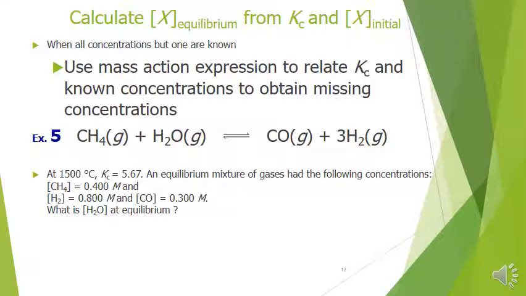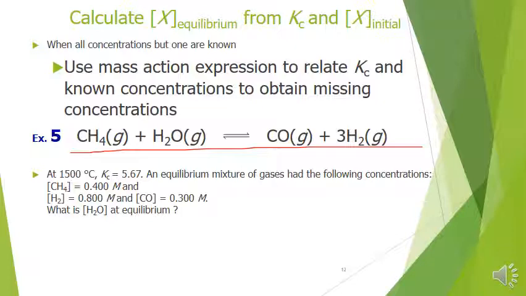All right, so calculate the equilibrium concentration of X from Kc and the initial X. So we'll see what that means here. First, when all concentrations are known but one. So we have this chemical reaction here, the combustion. At 1500 degrees C, the Kc is 5.67. That means there's going to be more product than reactant. Just keep that in mind.